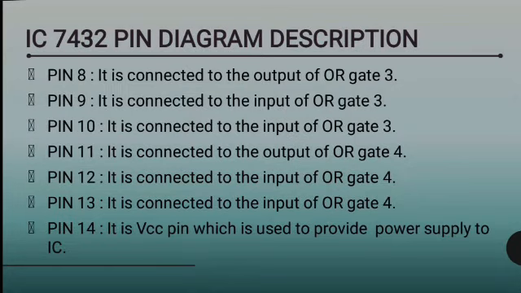The pin 8 is the output of OR gate 3. The pin 9 and the pin 10 are the inputs of OR gate 3. Similarly, pin 11 is the output of OR gate 4, and pin 12 and pin 13 are the inputs of OR gate 4. Pin 14 is the VCC pin which is used to provide power supply to the IC.